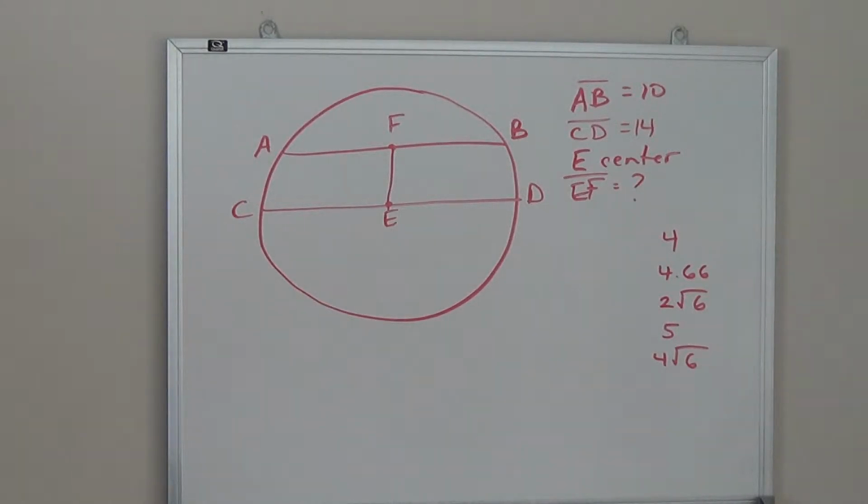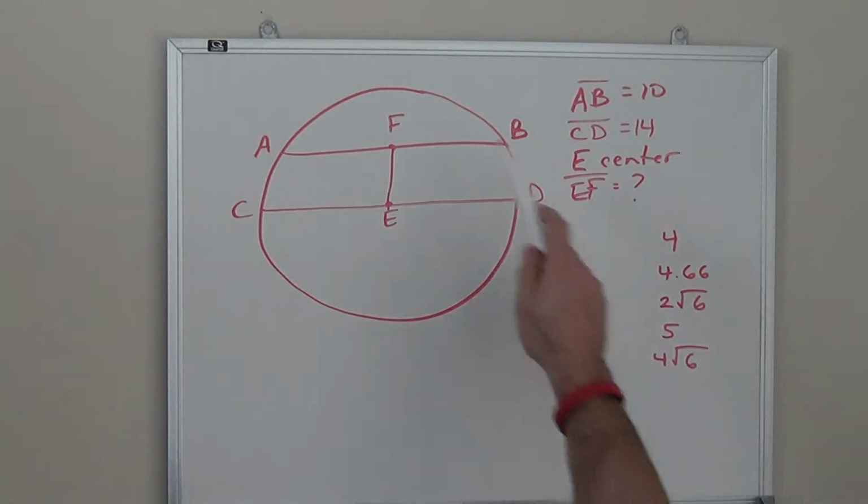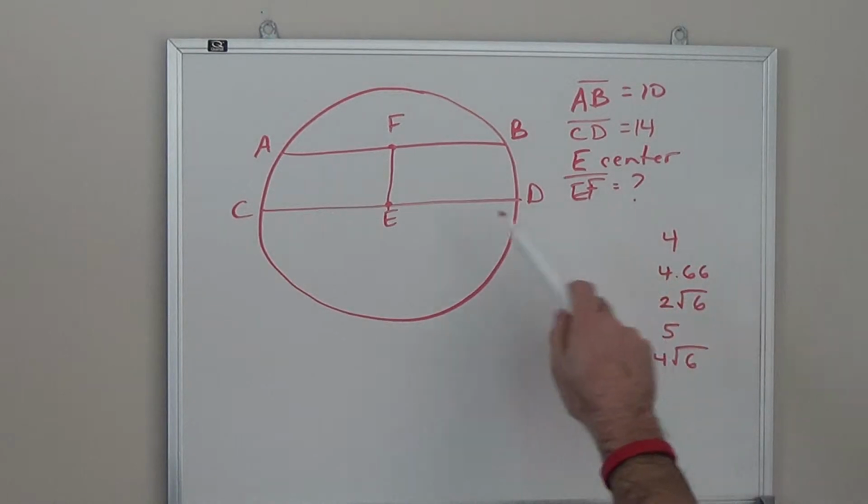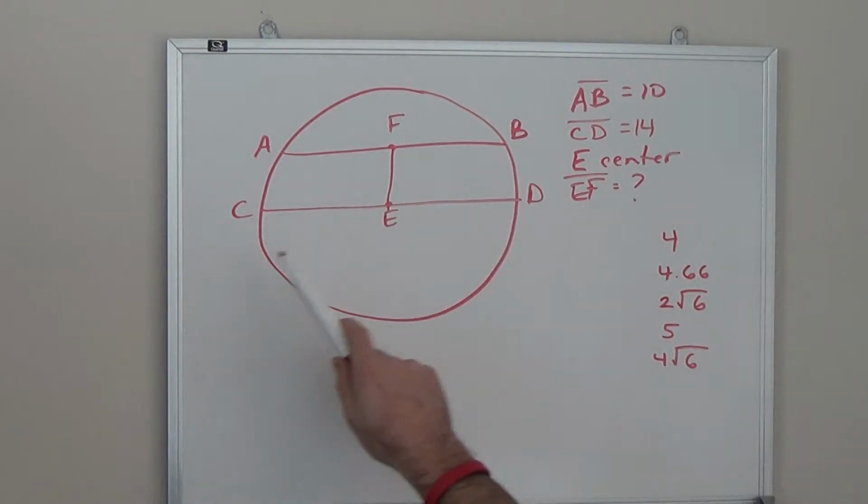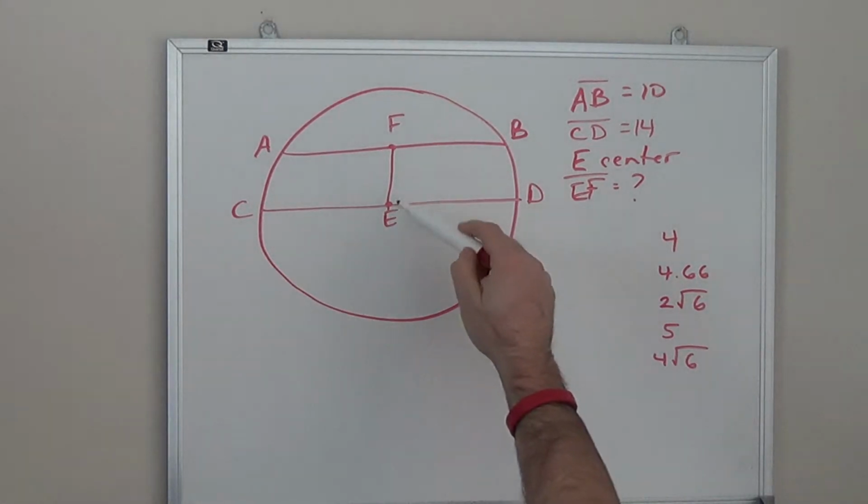Okay, let's look at another one from the practice test from this weekend. This one was pretty deep. I think it was 57 or so. And they give us a circle. They give us all this information here. AB is 10, C to D is 14, E is the center, and we're just looking for FE.